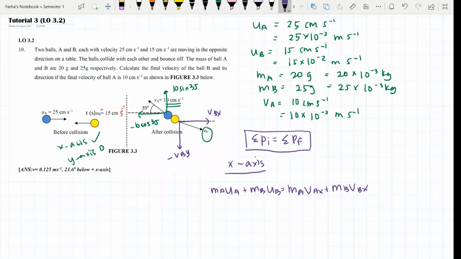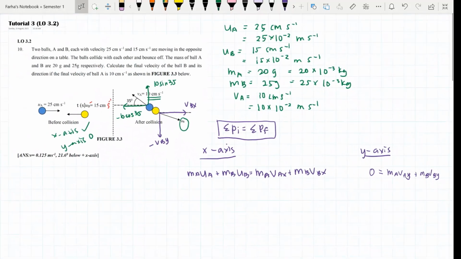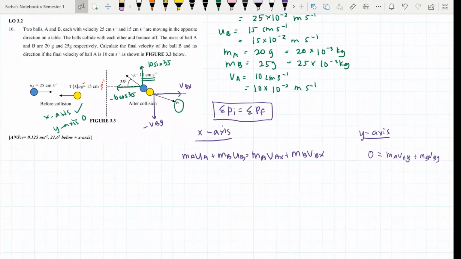Kalau yang before the collision pun memang paksi x lah sebab dia tidak involve y-axis. So kemudian untuk y-axis pun sama, kita buat step yang sama. Tapi ingat before the collision, dia hanya libatkan x component saja. Jadi dia akan jadi 0 dekat sini before the collision. But after the collision, dia ada MA VAy plus MB VBy.